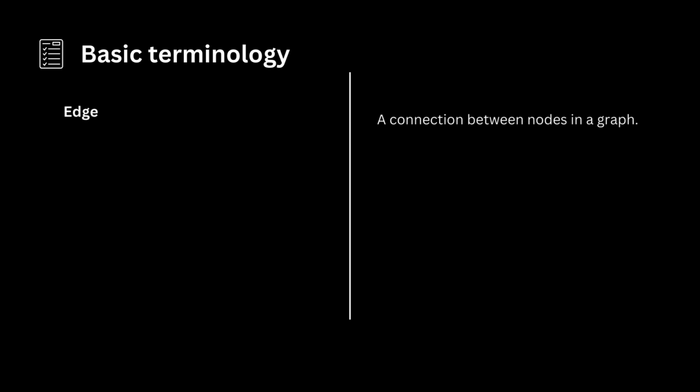Edge, a connection between nodes in a graph. Graph, a collection of nodes connected by edges. Vertex, a node in a graph. Directed graph, a graph where edges have a direction. Undirected graph, a graph where edges do not have a direction. Weighted graph, a graph where edges have weights or costs. Adjacency, the relationship between two connected nodes in a graph.